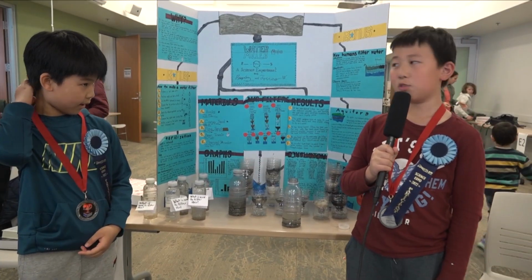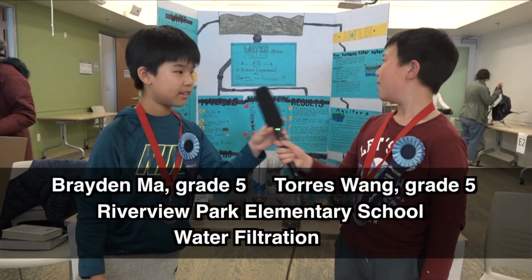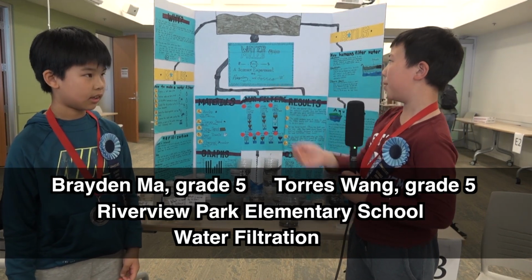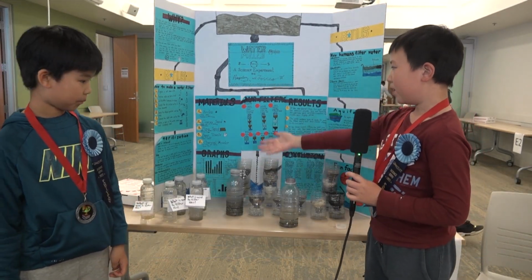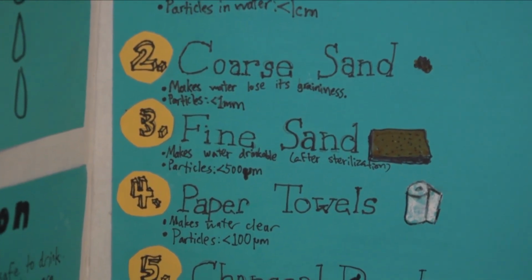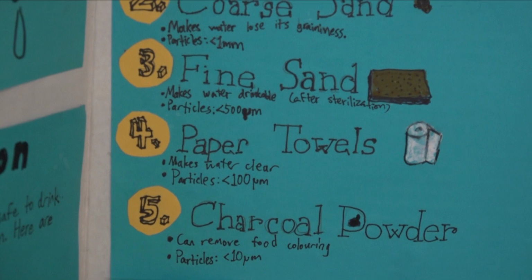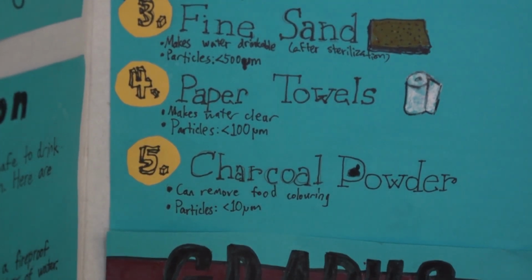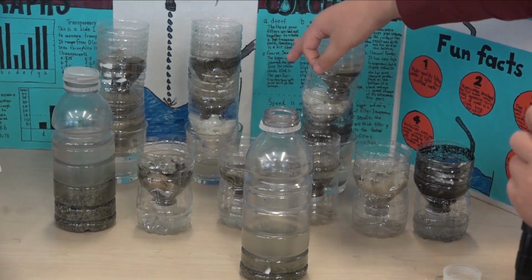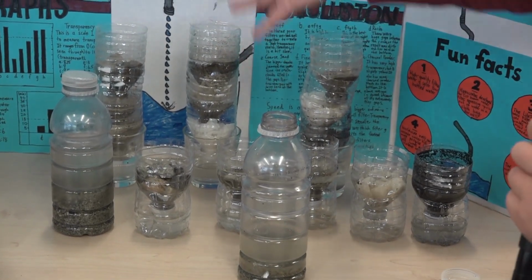So hello, I'm Taurus. And I'm Brayden. Today we did a water filtration experiment. We used 5 materials in total: rocks, coarse sand, fine sand, paper towel, and charcoal powder. We made 5 one-layer filters, one for each material, and we did three-layered filters, each with 3 of the 5 materials.